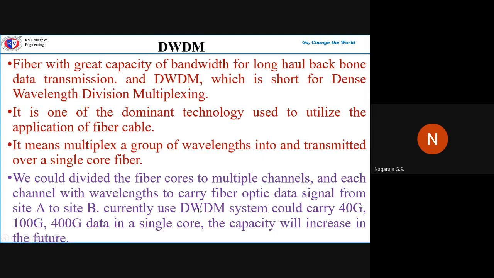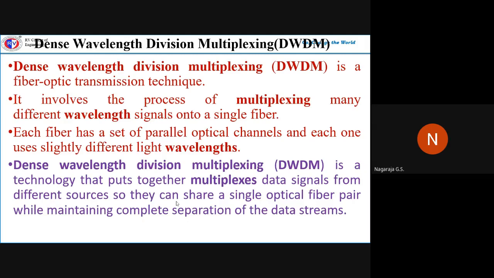Okay, that means there will be different data speeds when you use the DWDM technique. I've already told you it's a fiber optic transmission technique. It involves the process of multiplexing many different wavelength signals onto a single fiber. Each fiber has a set of parallel optical channels, and each one uses slightly different light wavelengths.